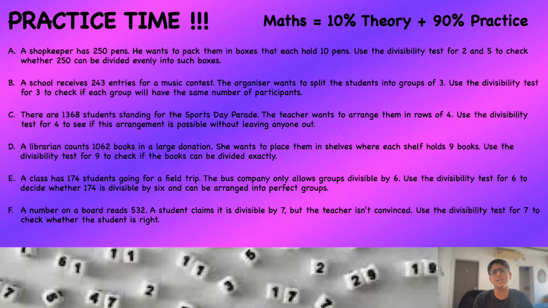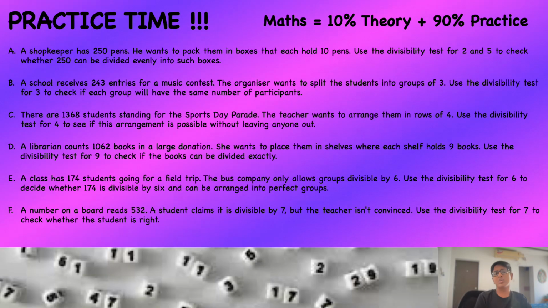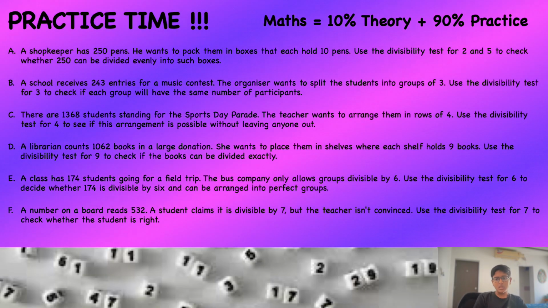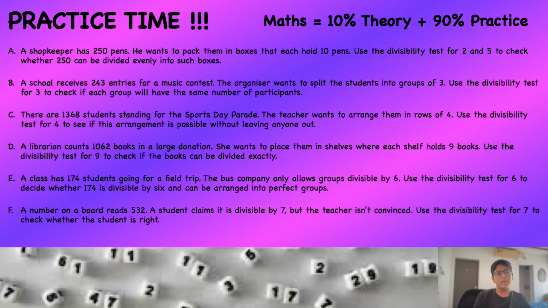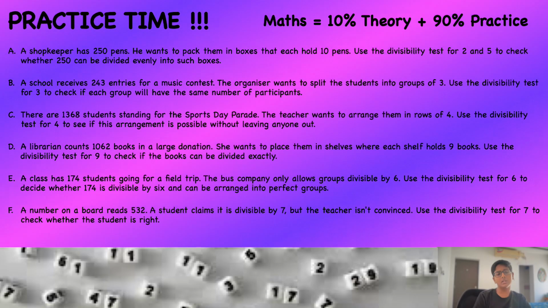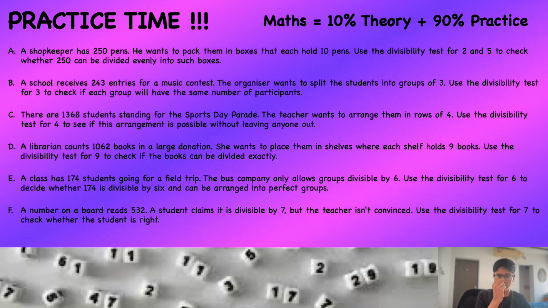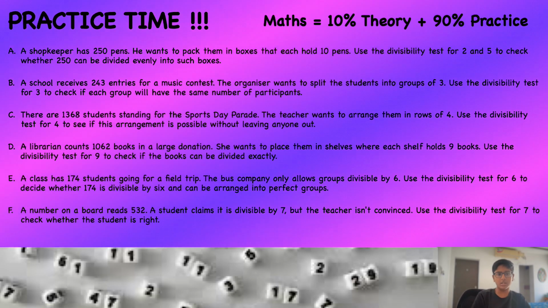Now, a class has 174 students and they need to be divisible by 6. So, 4 is even, so the divisibility test for 2 is done. And 1 plus 7, 8. 8 plus 4, 12. 12 is a multiple of 3, so it can be divisible by 3. So, 2 into 3, 6. 174 can be divided by 6.